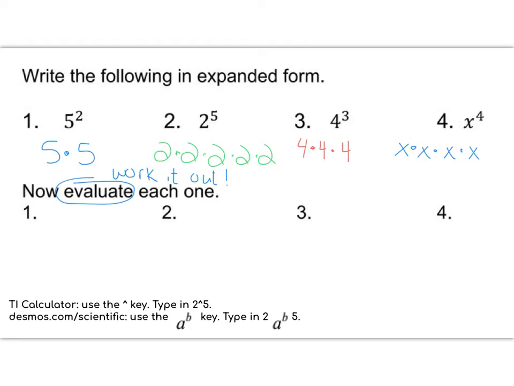So when we evaluate 5 squared, that's 5 times 5. Hopefully we don't need a calculator for that. That is 25. When we evaluate 2 to the 5th, I'm using my TI calculator. So 2, arrow, 5, equals, and that is 32. 4 to the third, some of you already know that one. We've done some cubes before. That's 64. X to the fourth, if I don't know what x is, I can't do anything with that. So I will just leave that as x to the fourth.